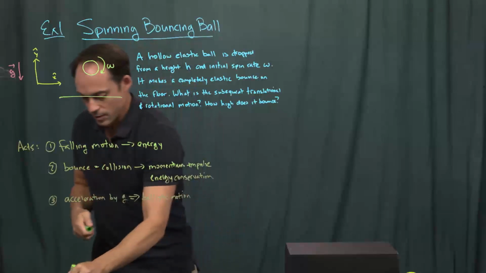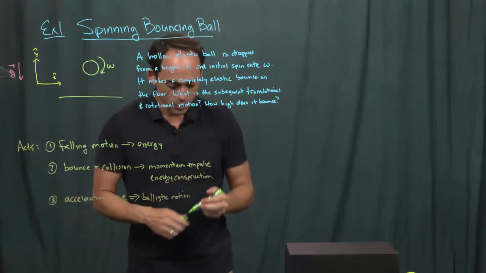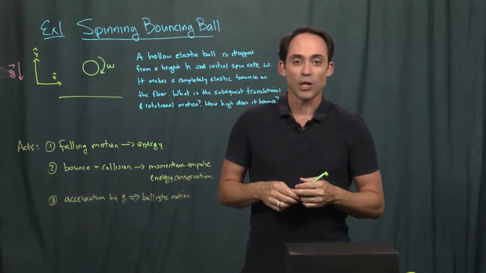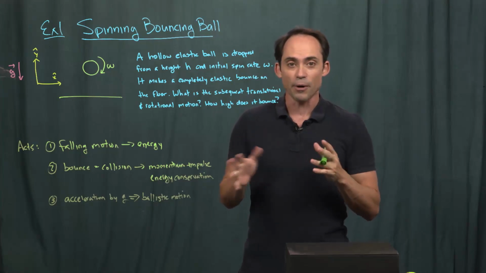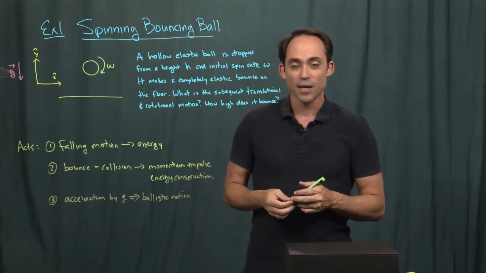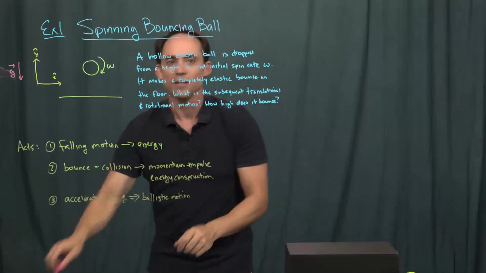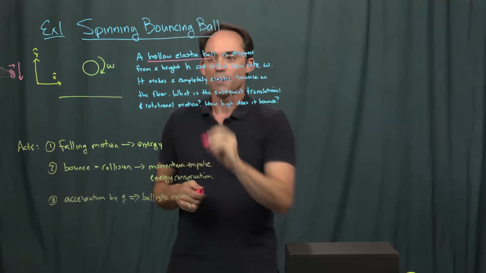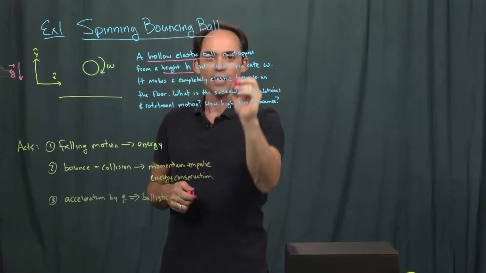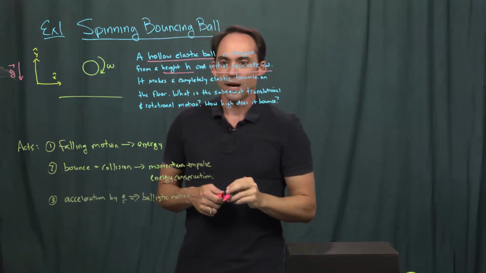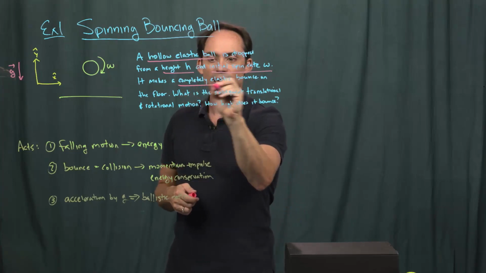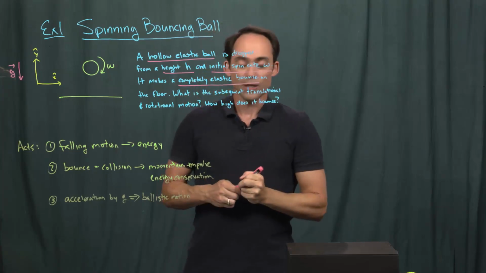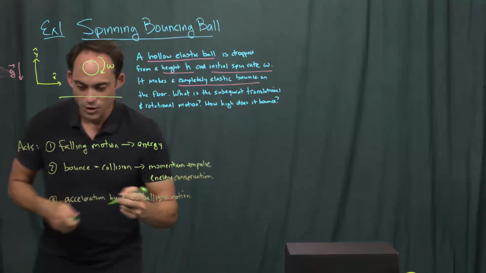Okay, so the next step is to look at what are the things that we know in this problem and how do we set up our solution for these different axes. We're given a few items in our list. We're told that this is a hollow elastic ball, that it's dropped from a height h and has initial spin rate omega, and it makes a completely elastic bounce. All right, so that gives us a few clues of what the things we're looking for.